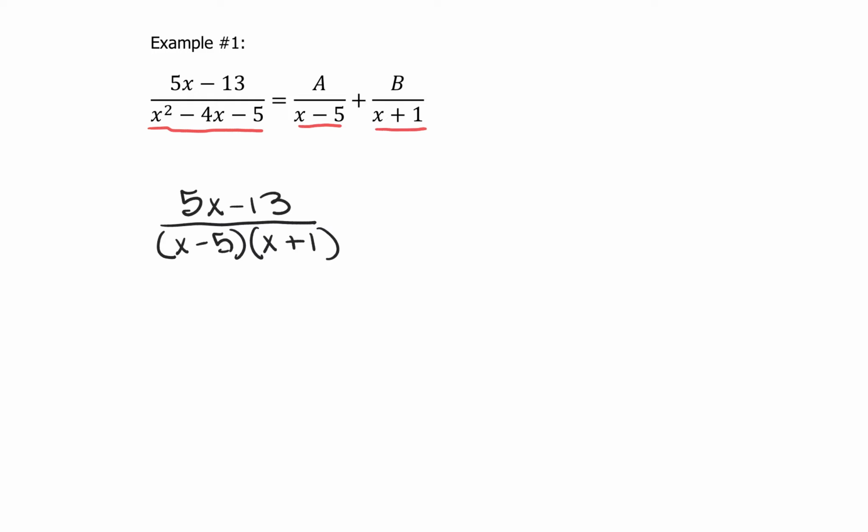So we're going to look at those two different factors in the bottom, the x minus 5 and the x plus 1, and think about, we'll have had some constant over x minus 5 and some constant over x plus 1. And I'm going to encourage you right now to, again, pause the video and think about what you might do to find out what those unique constants A and B are.